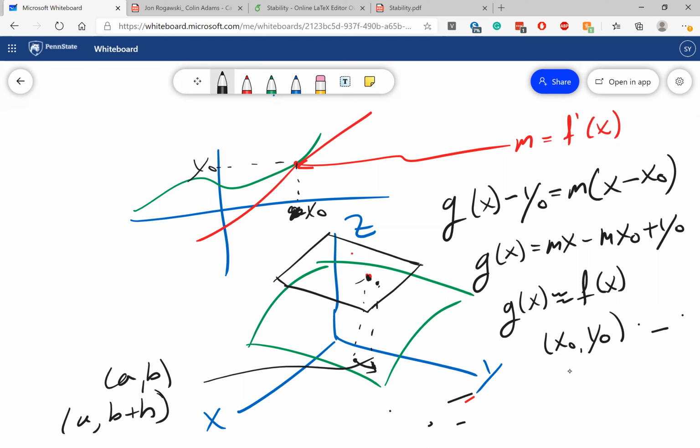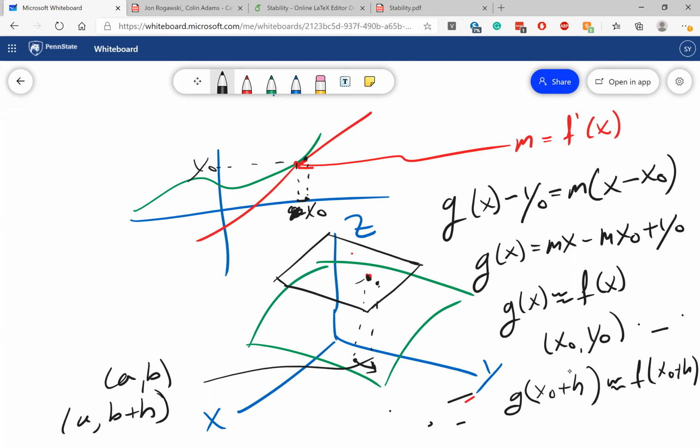So similarly, let's say g of x0 plus h. So let's say this point over here, that would be that point over there. It's approximately f of x0 plus h. Any questions about this so far?